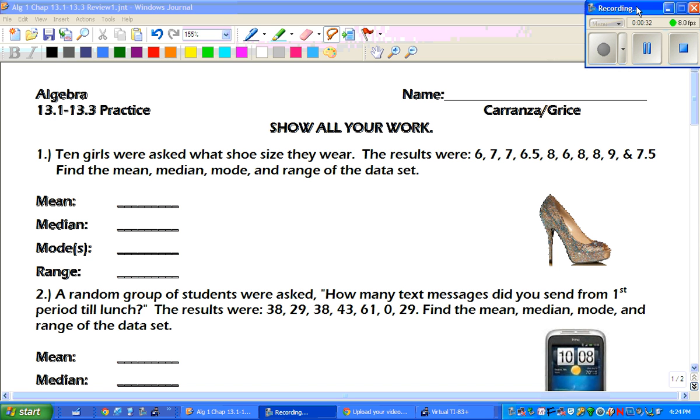So, number 1 says 10 girls were asked what shoe size they wear, and the results were listed. Find the mean, median, mode, and range of the data set. Now, we talked about anytime we got a big list of numbers, we always want them in order from least to greatest, or in numerical order. So we're going to find the lowest number, and then we're going to start.